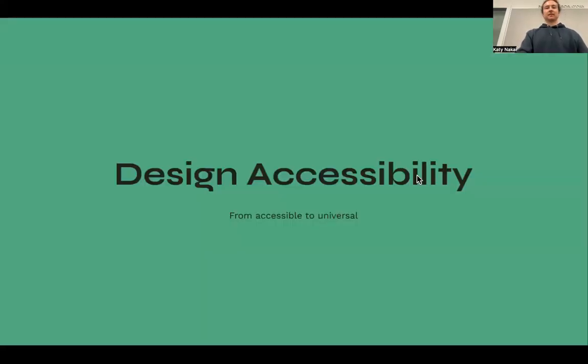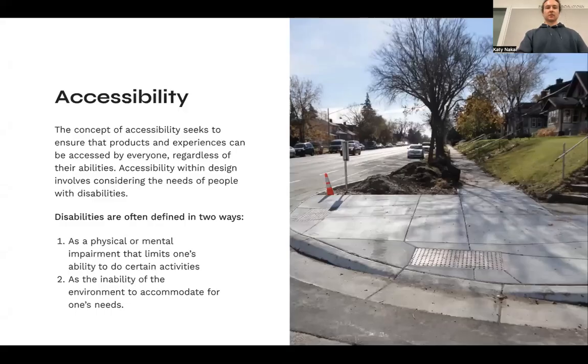Cool. Let's jump into talking about design accessibility. So what is accessibility? The concept of accessibility seeks to ensure that products and experiences can be accessed by everyone, regardless of their abilities. Accessibility within design involves considering the needs of people with disabilities. So disabilities are defined in two ways: as a physical or mental impairment that limits one's ability to do certain activities, or the inability of the environment to accommodate for one's needs.